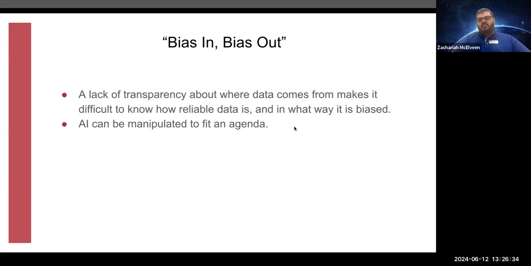So, because there have been so many lawsuits, because there's been criticism, a lot of companies are being a lot more quiet about where they're getting the data that they're using to train their AI. And if we don't know what data is being used to train the AI, then we don't know in what way it's biased. It can also be manipulated to fit an agenda. So we have to take into consideration who owns the AI, who's controlling it, and what their agendas are.